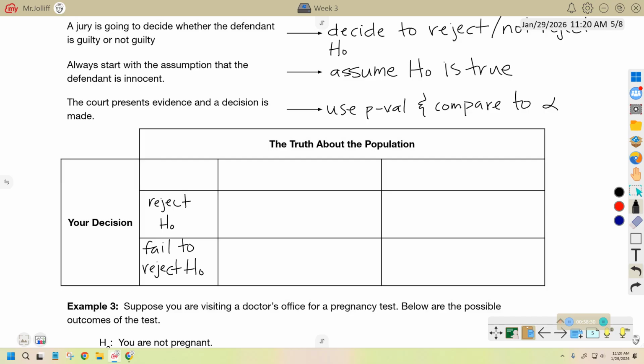I compare p-value to alpha. If p-value is low, I reject H0. If it's not low, I fail to reject H0. The truth is that the null can be correct or the null is incorrect. And the question, and this is the same as the question for the jury trial, where are the two boxes where I am a happy statistician?